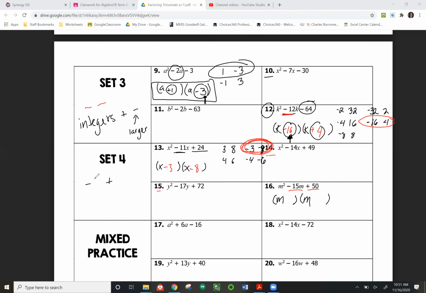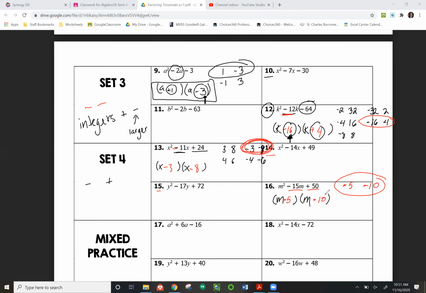If you have a minus sign and then a positive sign, what are you going to be able to expect from your integers? That they both have to be negative. Let's see, things that multiply together to give me positive 50. I've got -5 and -10. I could keep going, but I think I already found it in my very first one. -5 plus -10 equals -15, so -5 and -10.